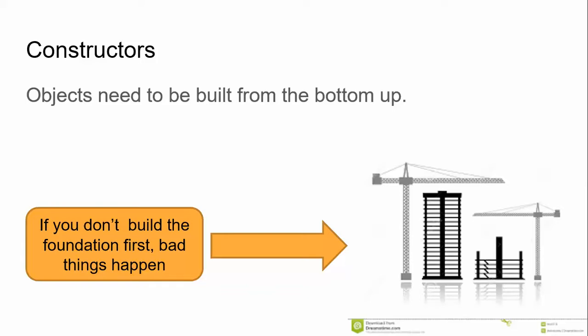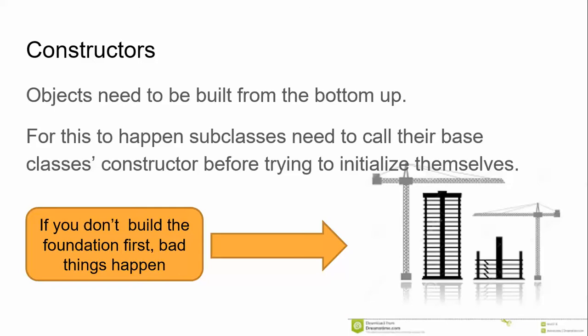You need to build your base classes and then build the new classes on top of that. So imagine your base class has a list and your derived classes put stuff into the list. The list has to exist first before the new classes can use it, right? That is why objects have to be built from the bottom up. So how do you make sure that objects are built from the bottom up? Let's talk about that.